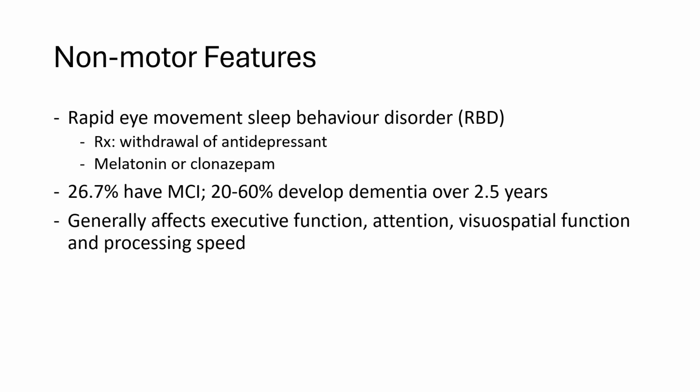Non-motor features, so REM sleep behavioural disorder, very common. Basically, normally people in REM sleep become atonic. What happens in REM sleep behavioural disorder is two things. One is you lose the atonia, and the second is you get quite vivid dreams that are often violent in nature, and because of the loss of atonia, you get enactment of those dreams. So often people will say that they've injured themselves in sleep, or they've injured their partner during sleep, and that can be quite distressing.